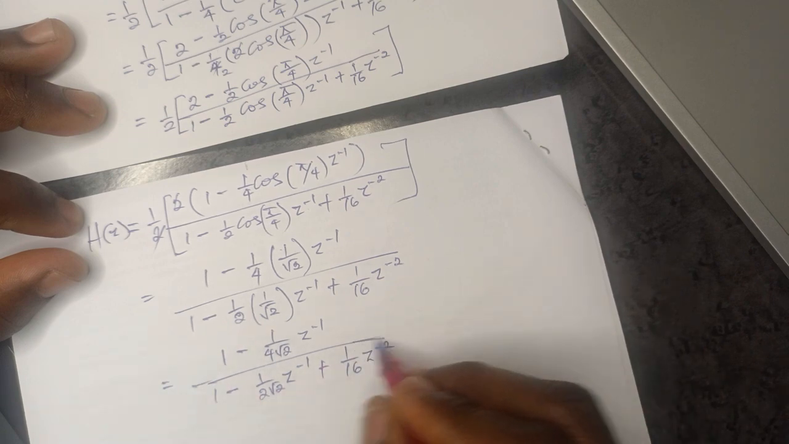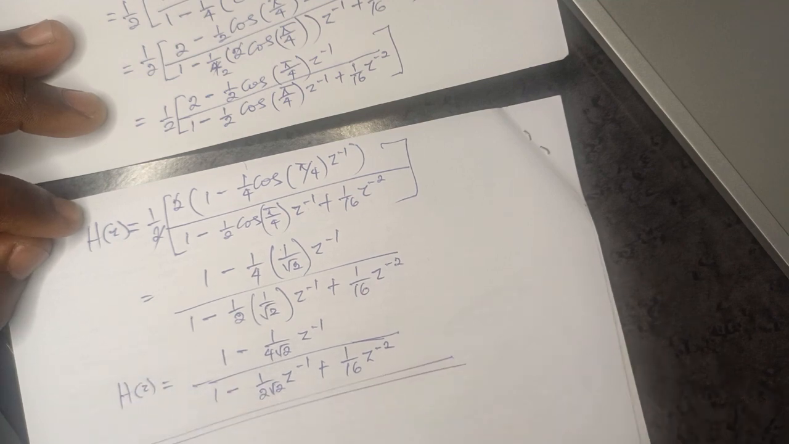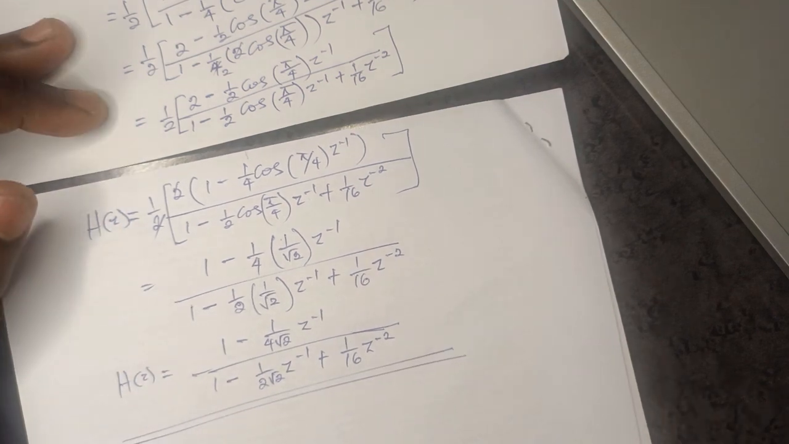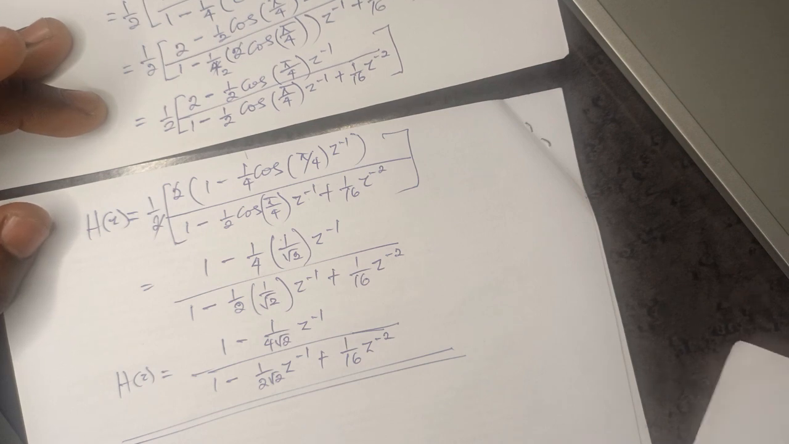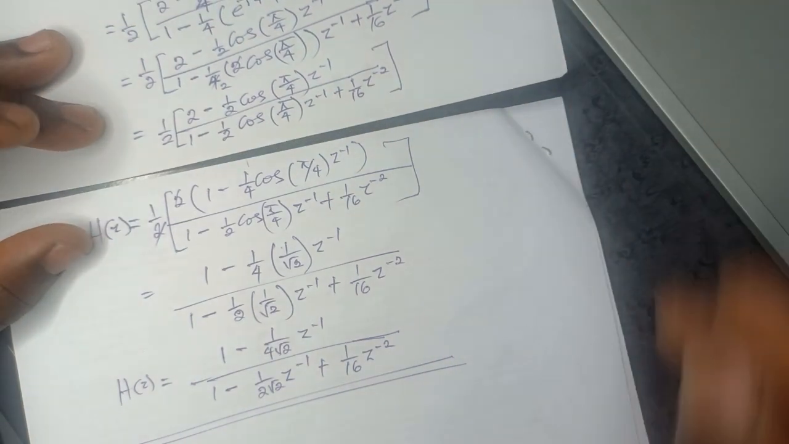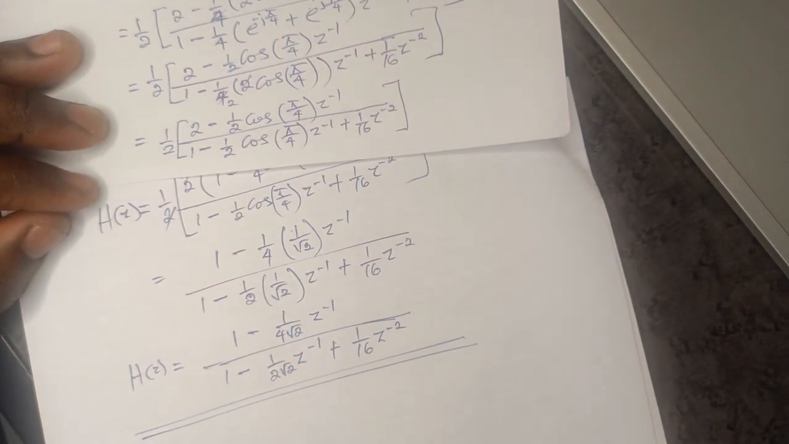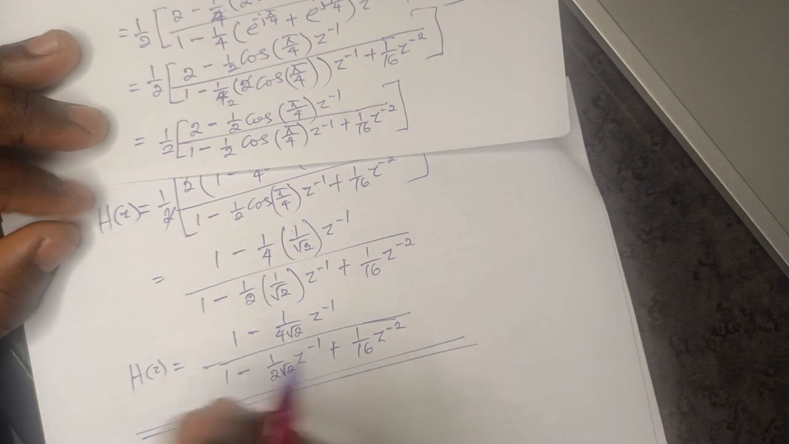So this is the eventual H of z for this expression. So now that we have gotten this H of z for this expression, that is what they want us to get for this system. So the B part of the question says, is it possible? So let's go look at the B part of the question.